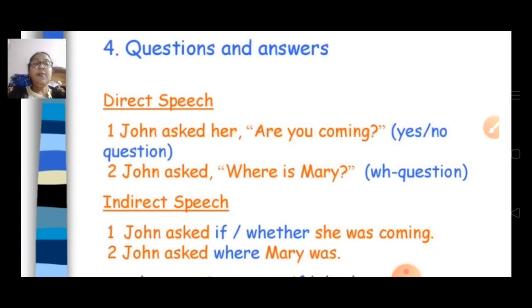Now here, if and whether, that we have discussed earlier, are the connectors we are going to use over here if the question is asked in yes or no answers. And whenever WH questions, or you can say question words, are there, we will write directly, John asked where Mary was. So this is the difference between yes or no questions and WH questions, or you can say the question words.